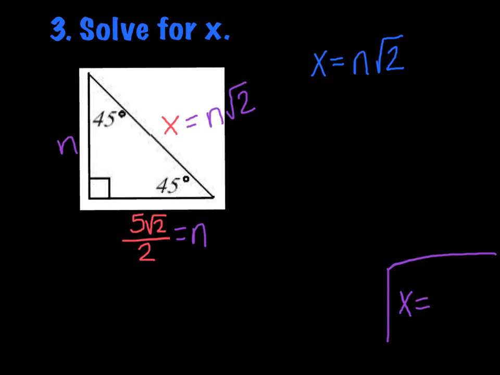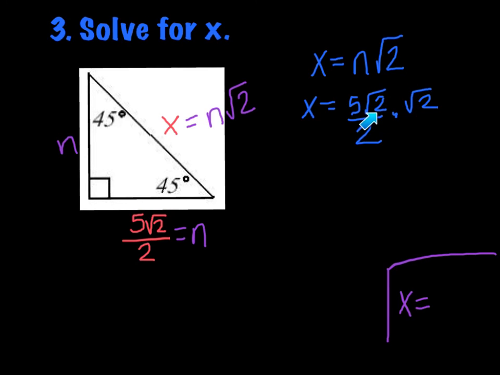Well, let's look back over here. I know what n equals. N equals 5 root 2 over 2. So how about I just take that and fill it in right here and see what happens. Okay, so I know that x is going to be whatever n is, which is 5 root 2 over 2. And I multiply that by root 2. So here's n, and here's the root 2.